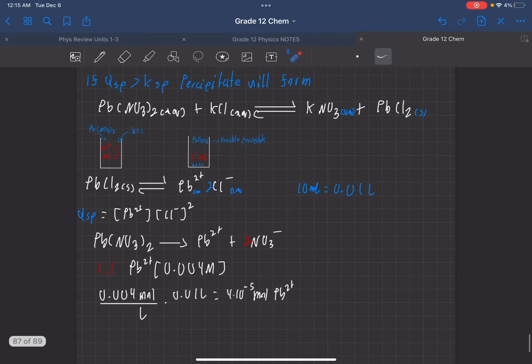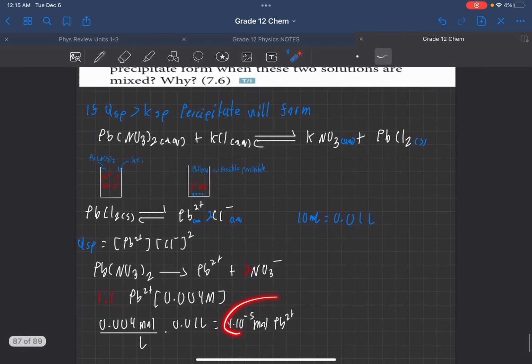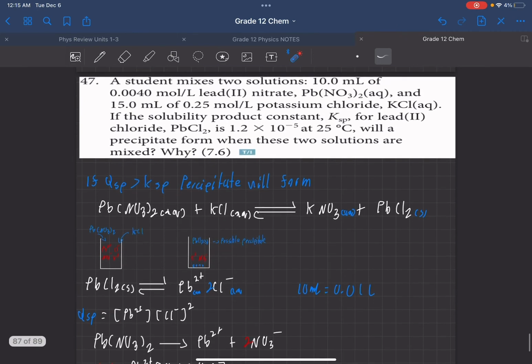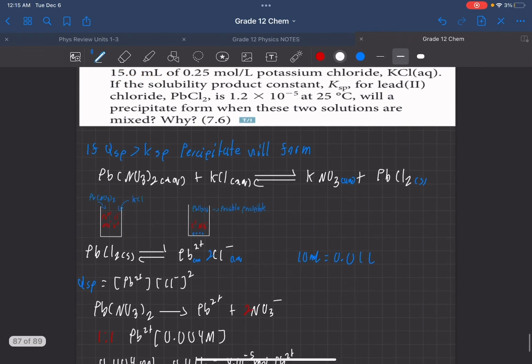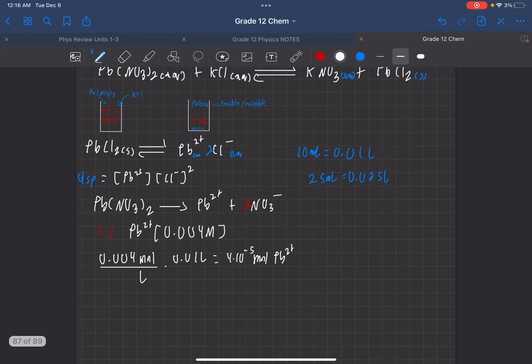So we know that when we put this into solution, we're putting it into a new volume. So what is that new volume? Well, we're mixing two solutions, one that is 10 milliliters and one that is 15 milliliters. So 10 plus 15 is 25 milliliters, and 25 divided by 1,000 is equal to 0.025 liters.